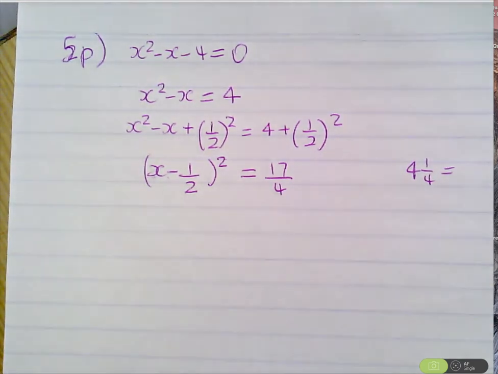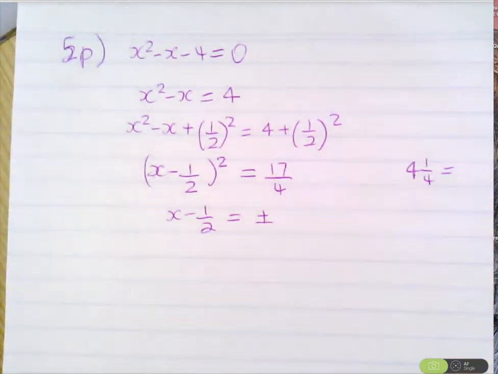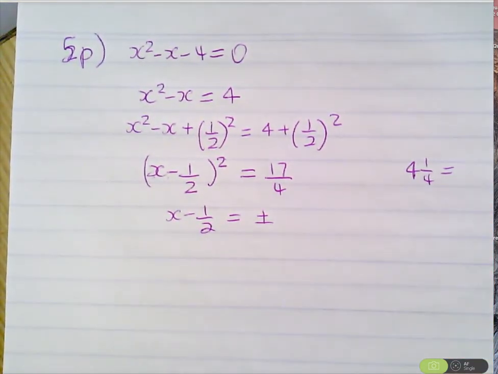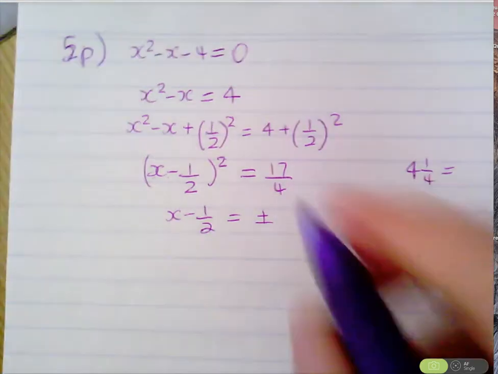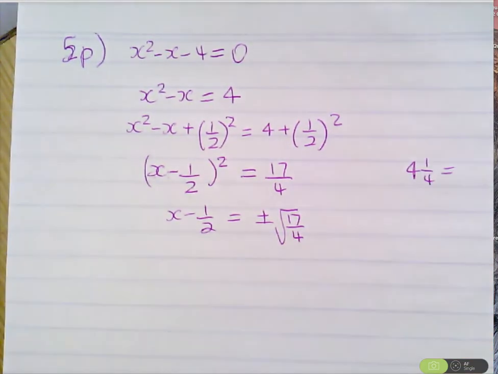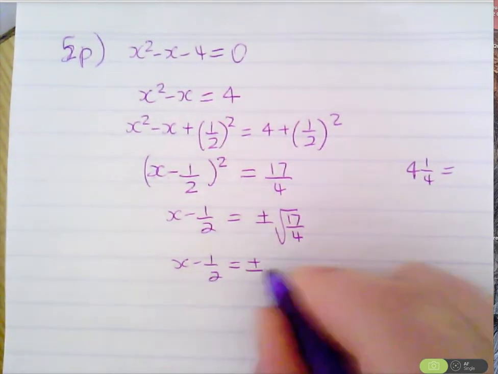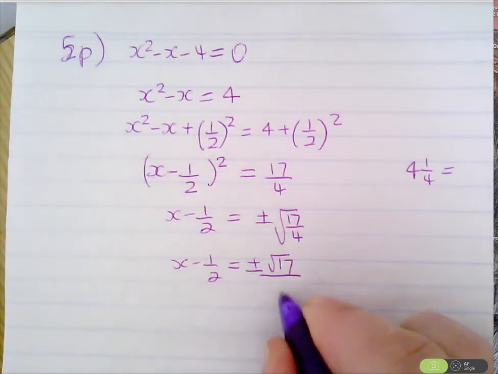What's my next step? Square root. How do you know? Because you look at it and you say, I'm trying to solve x and that squared is in the way. I need to get rid of it. All right? Plus or minus the square root of 17 over 4. Please square root both the 17 and the 4. You're square rooting the other side. So it's x minus a half equals plus or minus square root of 17 over 2.